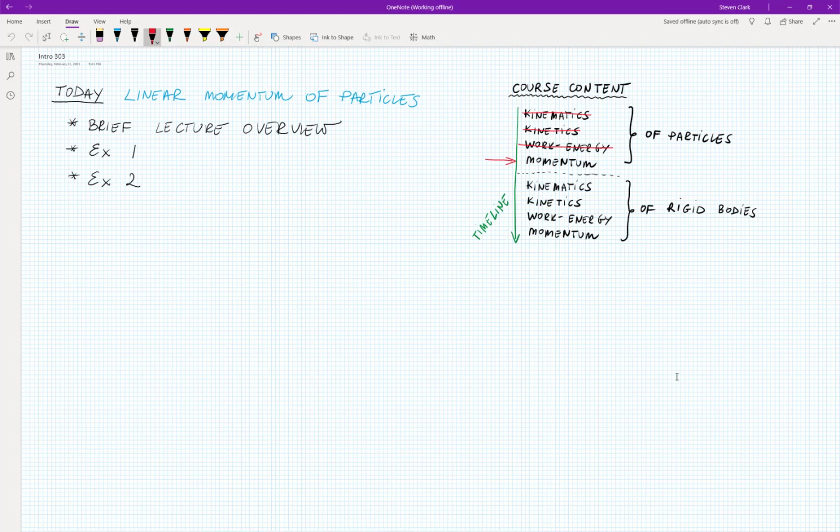Today we'll start a new topic, which is momentum of particles. As you can see on our timeline, we closed three chapters, which are kinematics, kinetics, and work energy methods for particles.